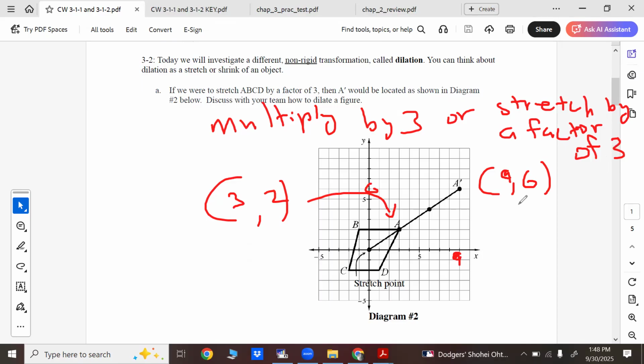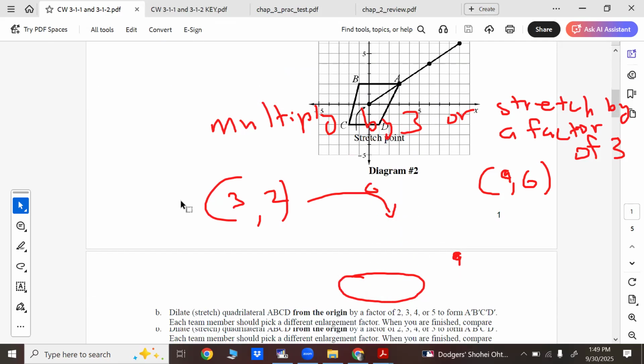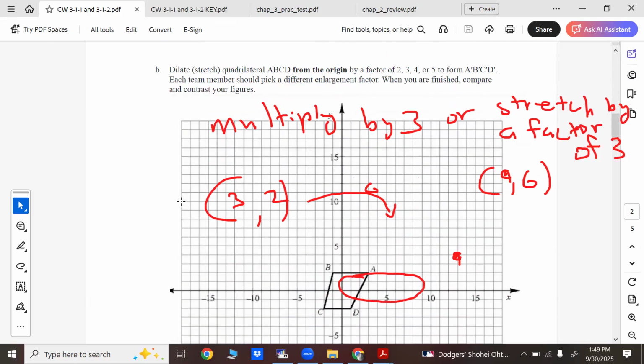And kind of weird, we call this a stretch point. I guess you just extend A prime off that line. That makes sense. All right, so let's try that for a new problem. Let's go to part B. Okay. Reagan, can you read part B, please? Thanks.